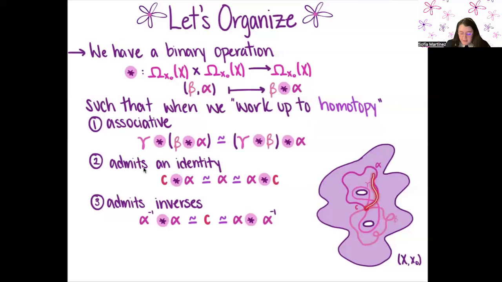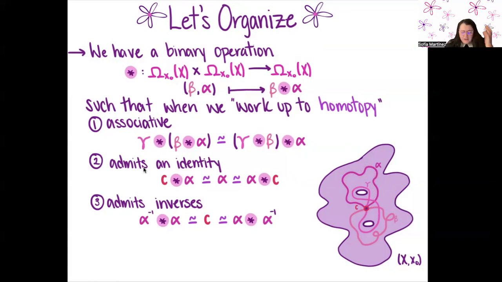So if I run alpha twice as fast and then stay fixed with the constant loop, that's the same as just having done alpha at its regular speed, or at least it's homotopic to that. Not the same. And it's also homotopic to first staying at the constant loop for half the time and then doing alpha. This is our identity loop.